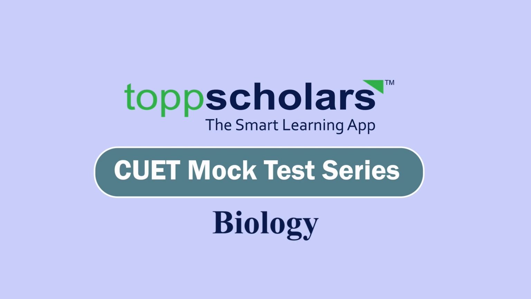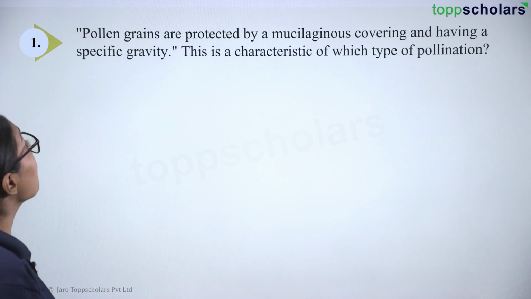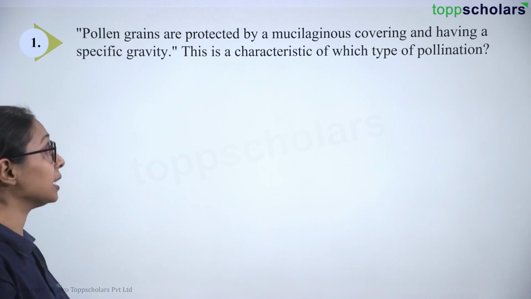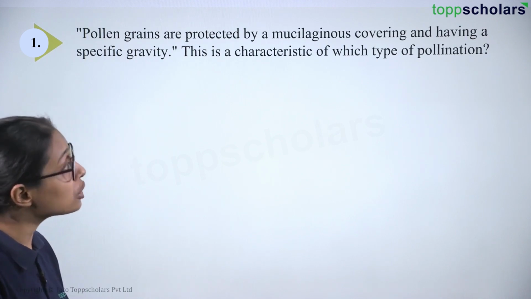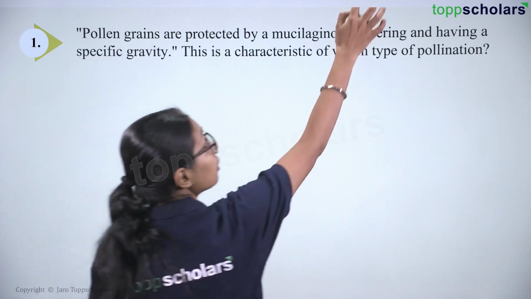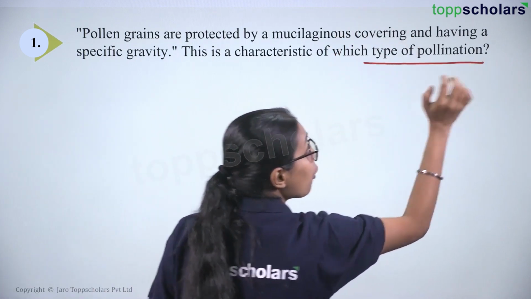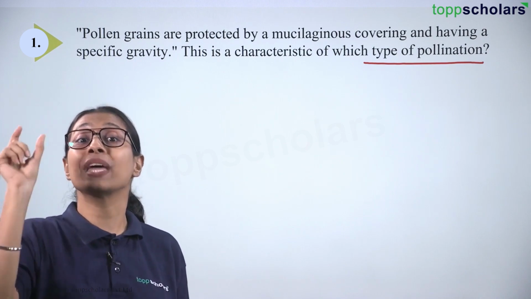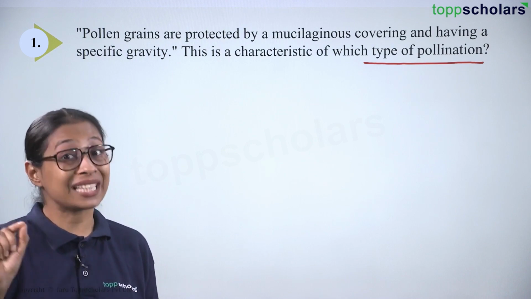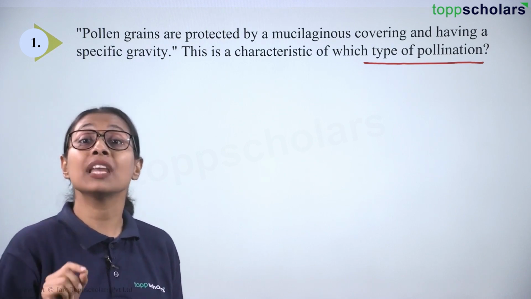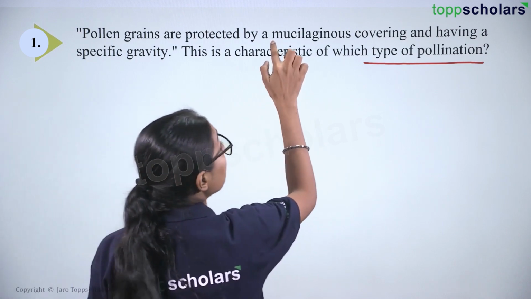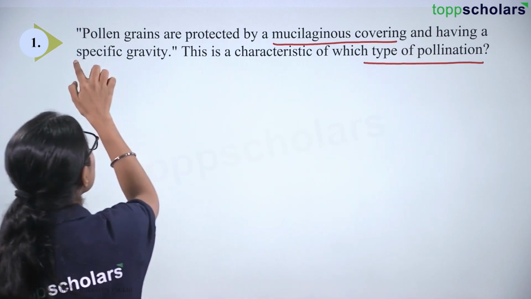So let us move on to our first question and see what is there in it. The first question says, pollen grains are protected by a mucilaginous covering and have a specific gravity. This is a characteristic feature of which type of pollination? Children, focus on the important term given, type of pollination. You will be given options where the name of the pollination is given. Emphasize two important pieces of information: pollen grains are protected by a mucilaginous covering and specific gravity.